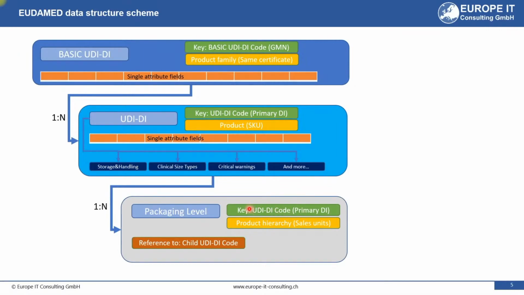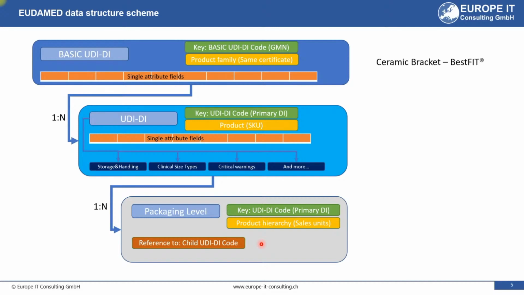Please note that we are talking here about sales units and not about shipping units. All package hierarchy entries are referring to the next smaller package. The data field is called child UDI code, where you have to enter the primary DI of the smaller package. So let's make an example to better understand all these levels.